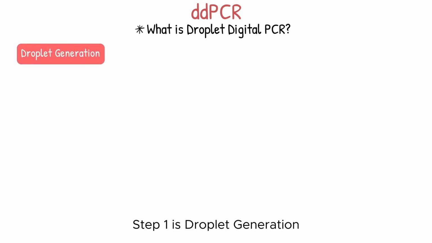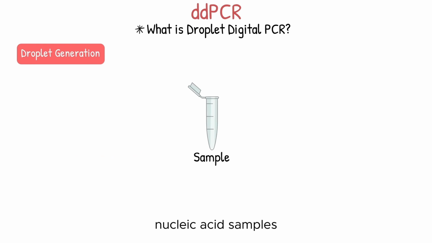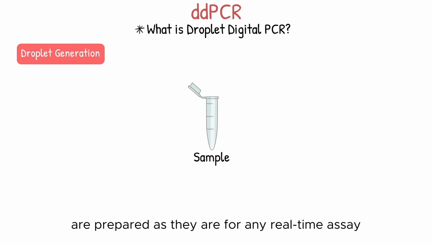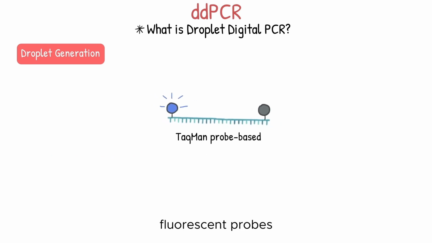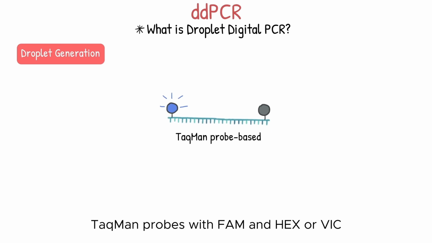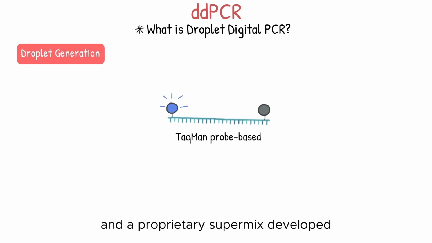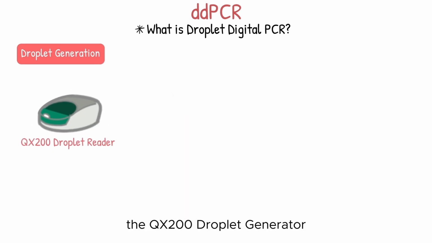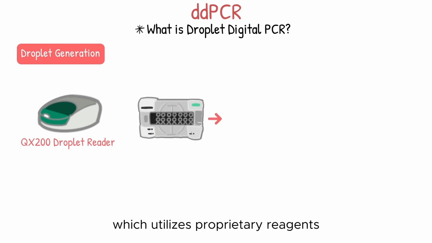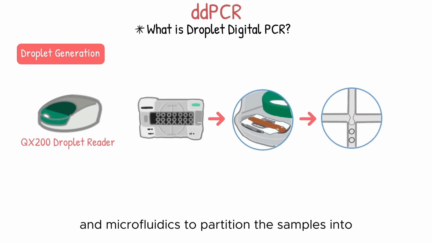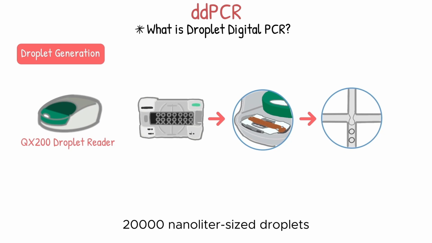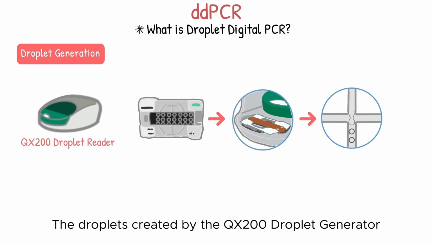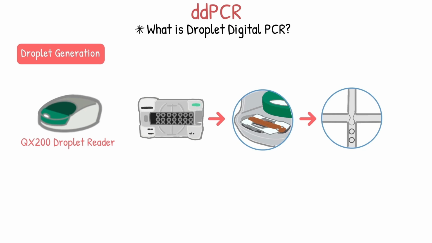Step 1 is droplet generation. Prior to droplet generation, nucleic acid samples, DNA or RNA, are prepared as they are for any real-time assay, using primers, fluorescent probes, TaqMan probes with FAM and HEX or VIC, and a proprietary supermix developed specifically for droplet generation. Samples are then placed into the QX200 droplet generator, which utilizes proprietary reagents and microfluidics to partition the samples into 20,000 nanoliter-sized droplets. The droplets created by the QX200 droplet generator are uniform in size and volume.